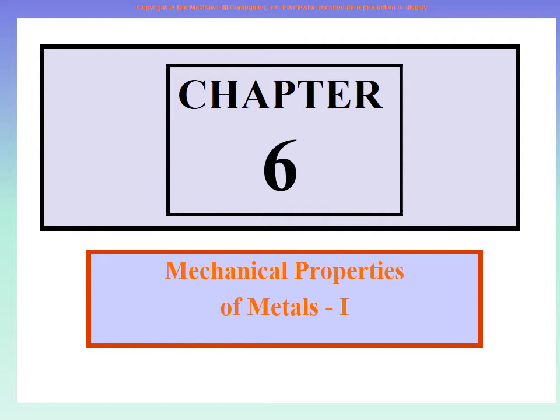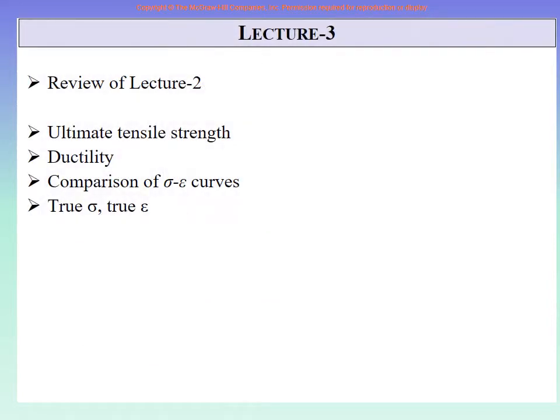Chapter 6, of course, is mechanical properties of metals. We will start by briefly reviewing what we did in lecture 2. And after that, today we will cover the topics of ultimate tensile strength, ductility in percent reduction in area and percent elongation. We will compare some stress strain curves for different materials, and we will try to learn about what is true stress and true strain. And of course, the ultimate tensile strength and ductility, etc., are also mechanical properties. So we will build up on the mechanical properties that we did last time.